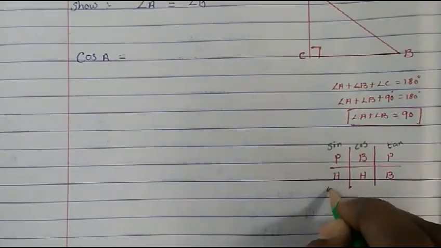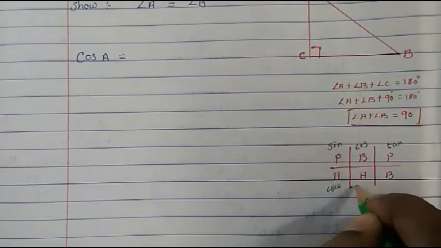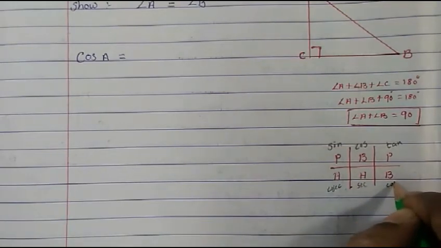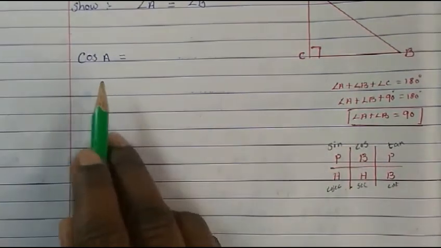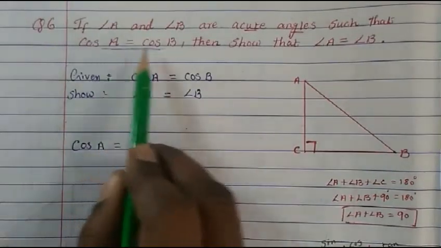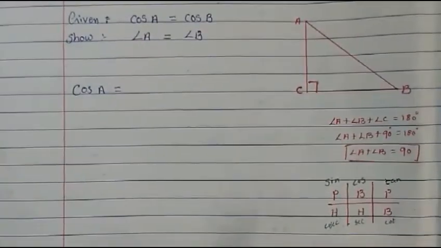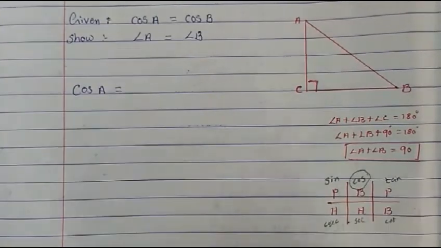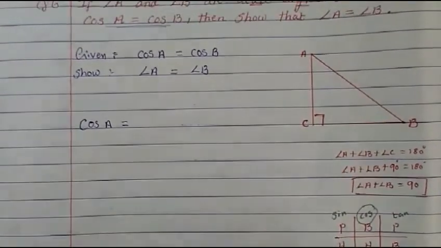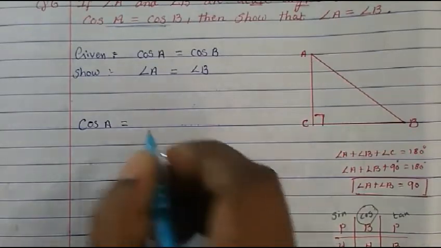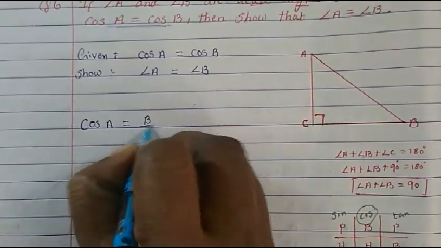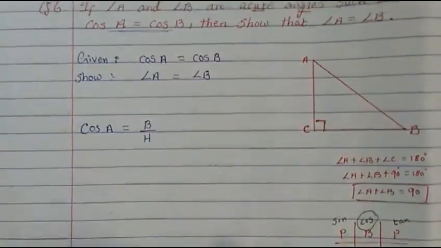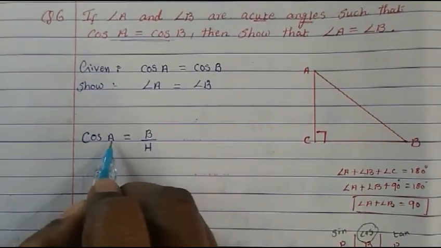If you want, you can write down this is cosec, this is sec, this is cot, but we want cos only, because here it is asked about cos. So cos is what actually? Based upon hypotenuse. So remember that. Cos is base upon hypotenuse.